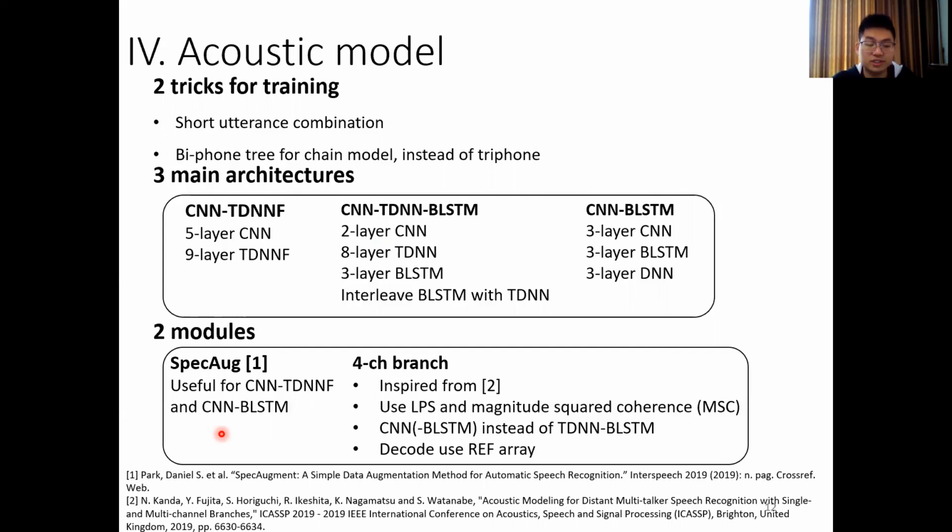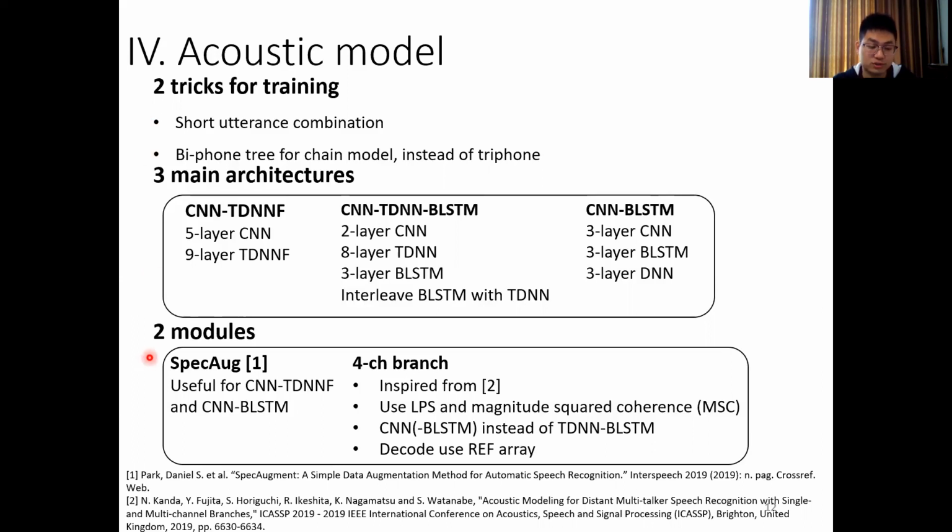For acoustic modeling, we used lattice-free MMI to train our models. Two tricks: the short utterance combination, and we used biphone for chain modeling instead of triphone. Our acoustic models were derived from three main architectures: the CNN-TDNF, the CNN-TDNN-BLSTM, where the BLSTM was interleaved with TDNN, and CNN-BLSTM.